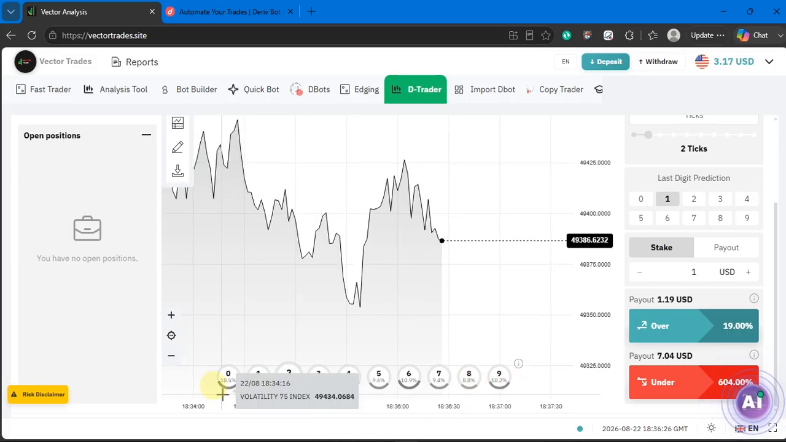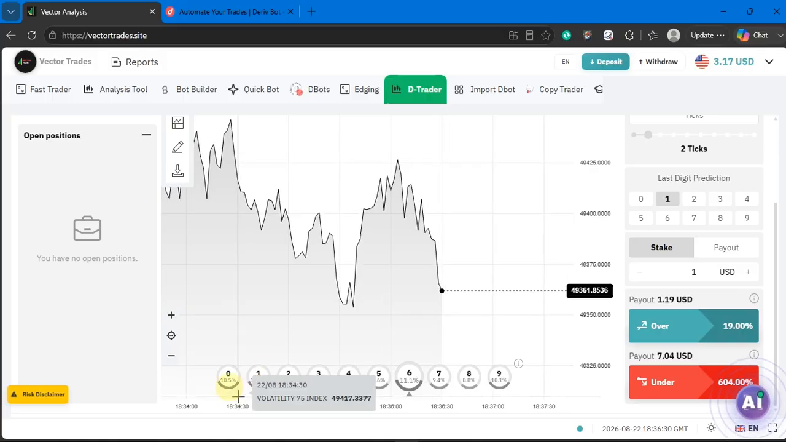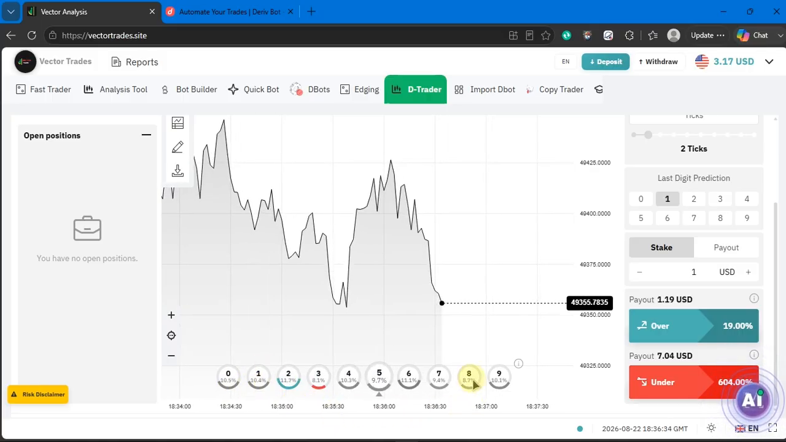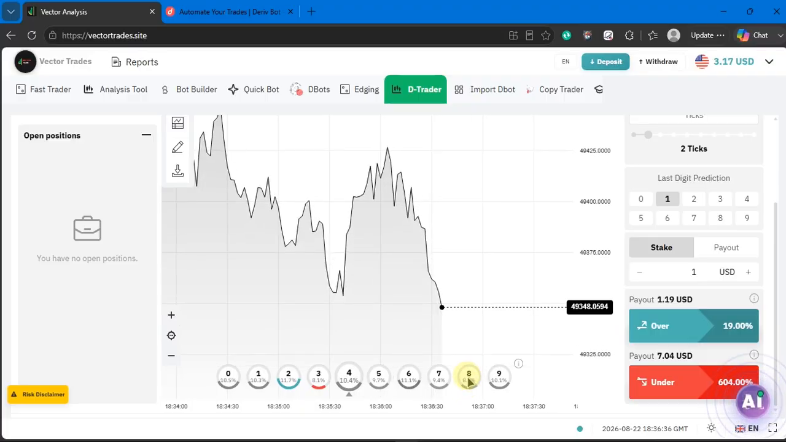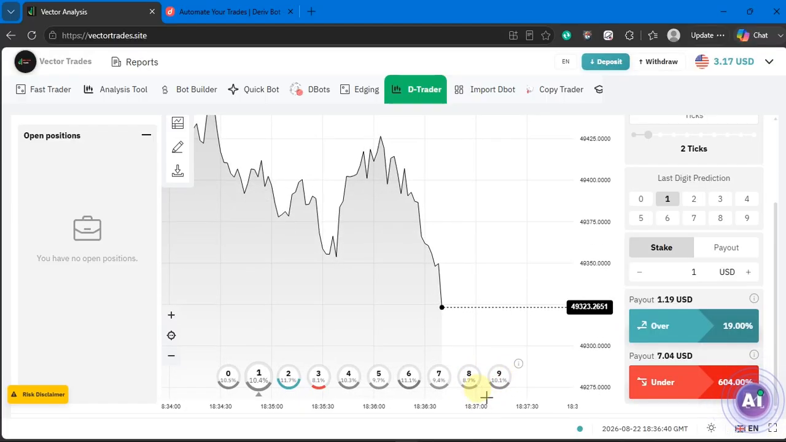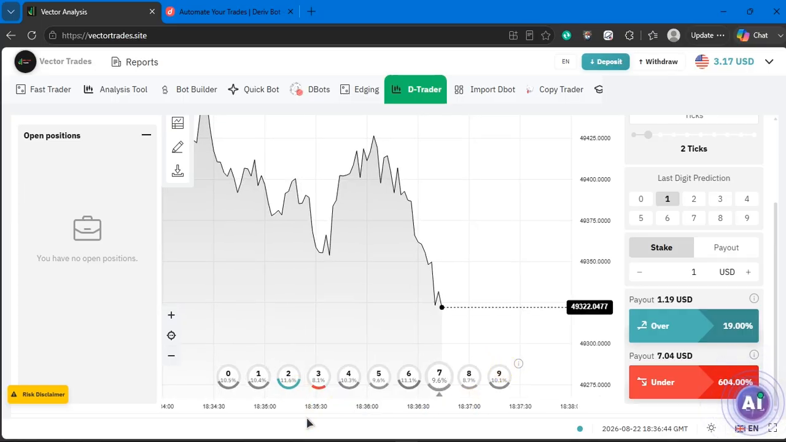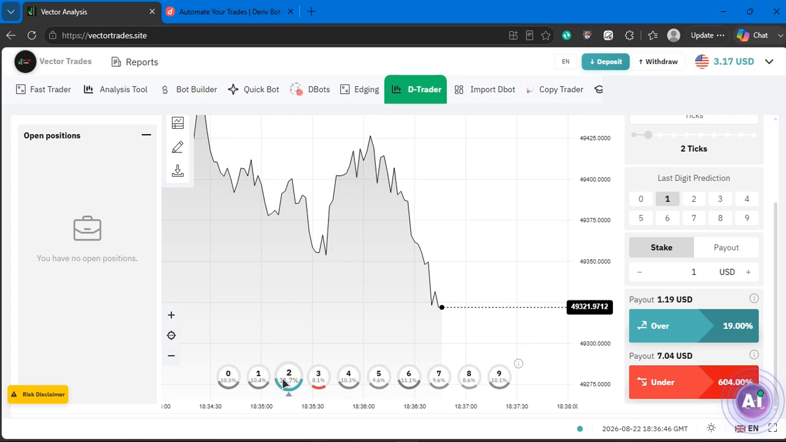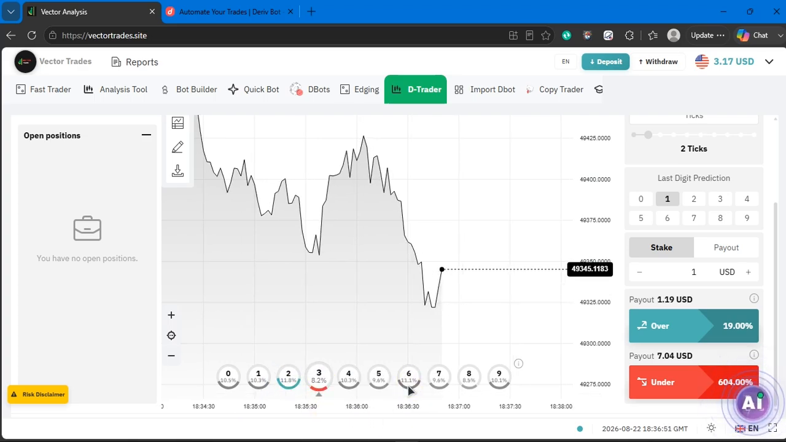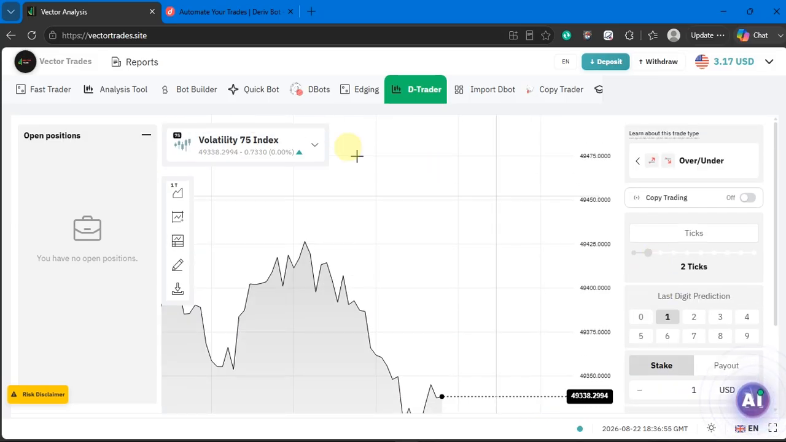When it happens that 0 and 1 are the only numbers with the highest percentages, that is the market I should be choosing. And when it also happens that 8 and 9 are the numbers with the highest percentage, I should also consider that market. So for instance, here you can see that this is the number with the highest percentage, and this also has the highest percentage. So I'm going to look for another market.